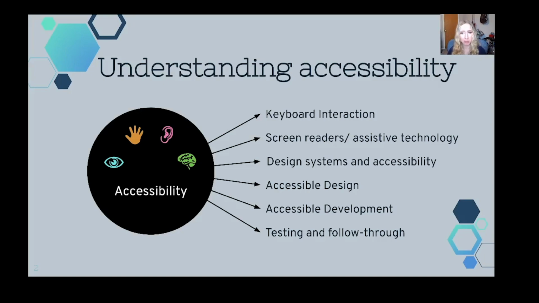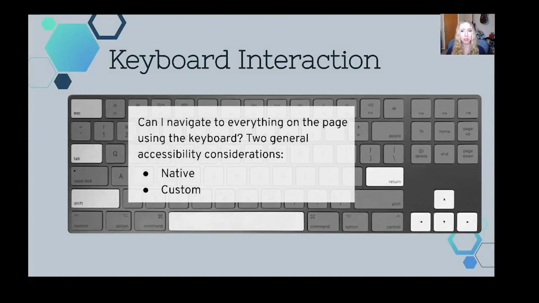However, there are many different types of users that can fit into these categories and other categories. For example, someone with dyslexia might use a screen reader to help them understand the context of the page. We're also going to talk about design systems and their particular accessibility considerations, as well as the design, development, and testing process. So how does a user navigate to everything on a page with a keyboard?